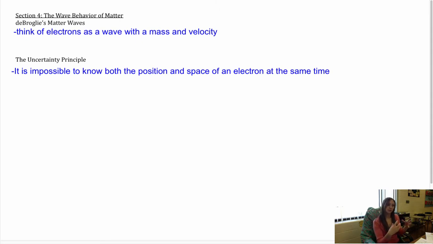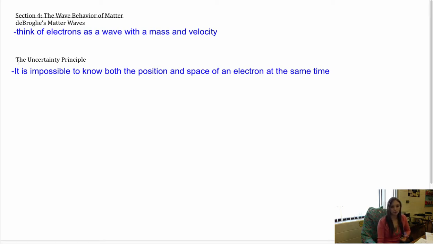Now we're going to talk about not light, but electrons, because they're kind of the same deal. So we're going to think of electrons as a wave with mass and velocity. They call these de Broglie's matter waves because de Broglie was the guy who did a lot of work with this. If you take another advanced chemistry class, you'll learn more about the equations and math that go along with figuring out the momentum behind these electron waves, but for right now, we're not going to deal with that. So we talk about these electrons having a mass and a certain velocity.